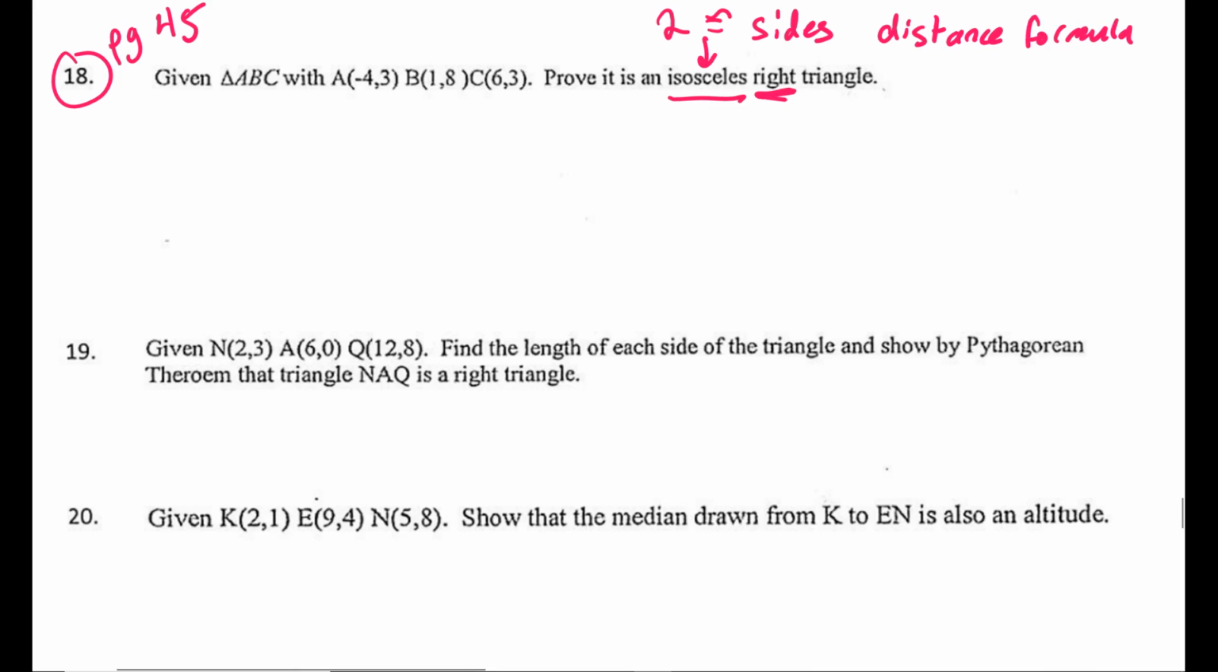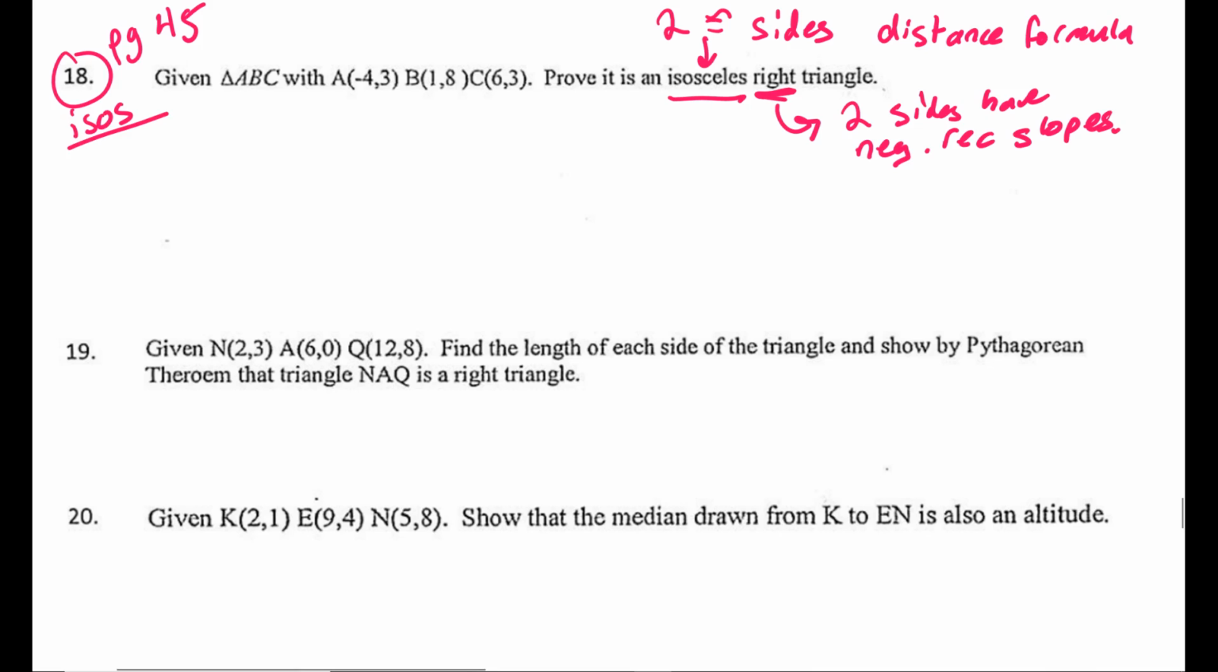And to show that it's a right triangle, you could use the distance formula and plug into the Pythagorean theorem, but it's easiest to show that two sides have negative reciprocal slopes, because that would show that there's a right angle formed by the perpendicular lines there. So I'm going to start with the isosceles part.